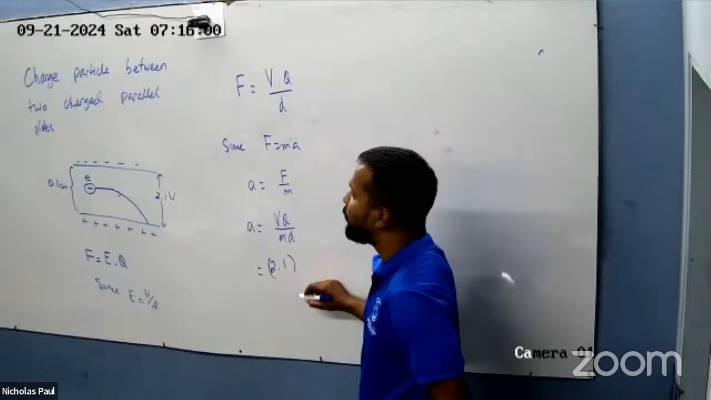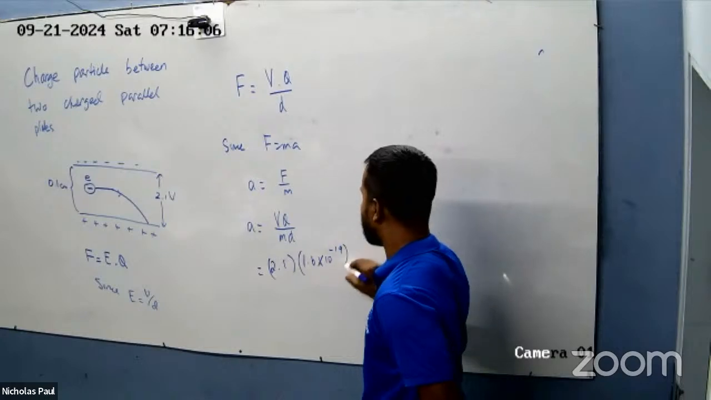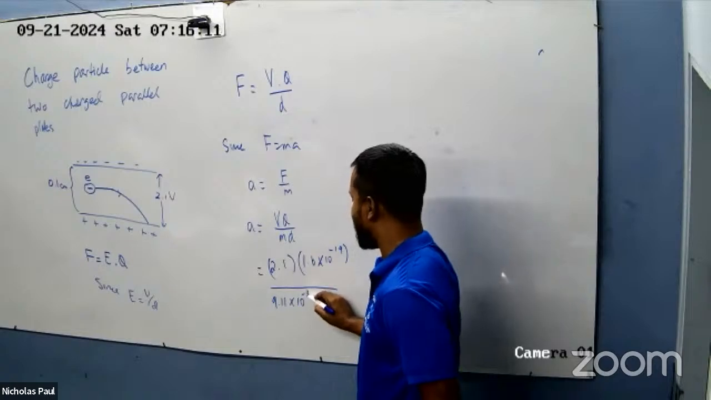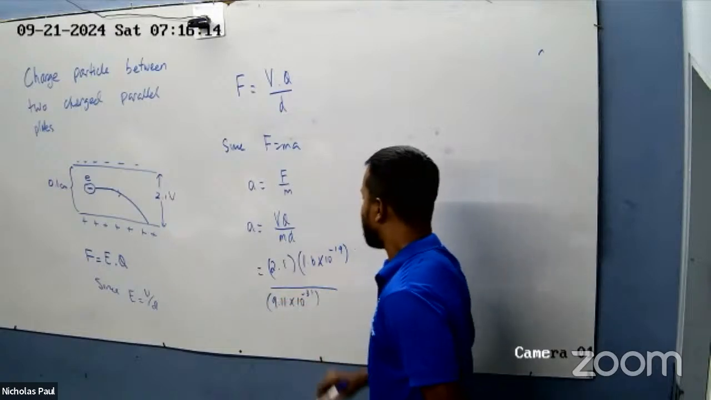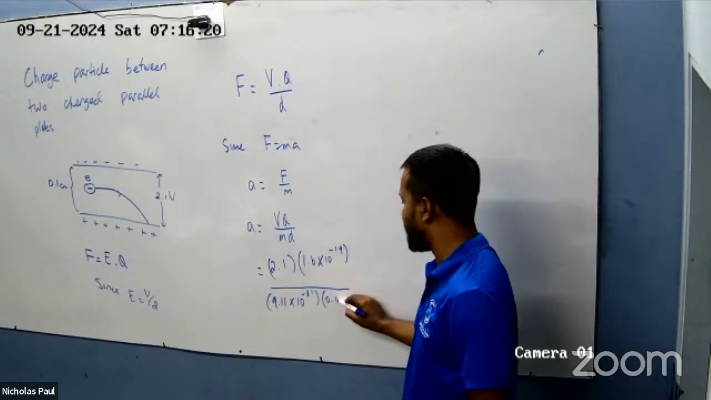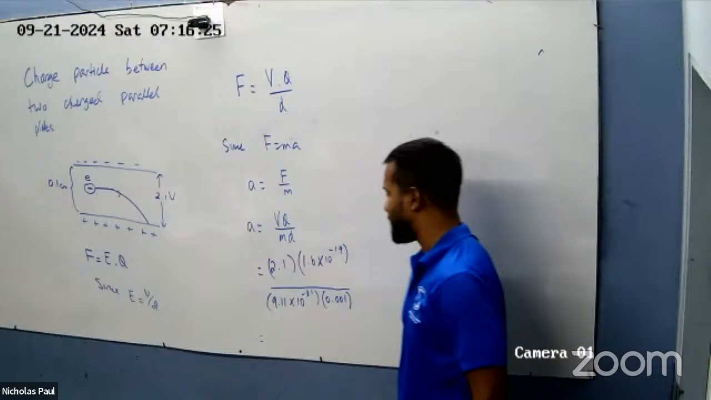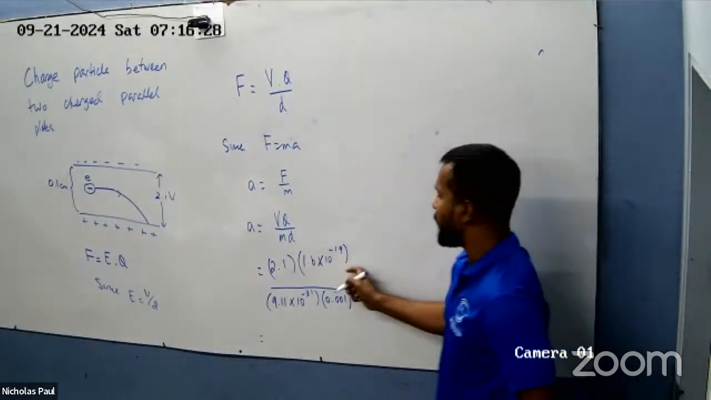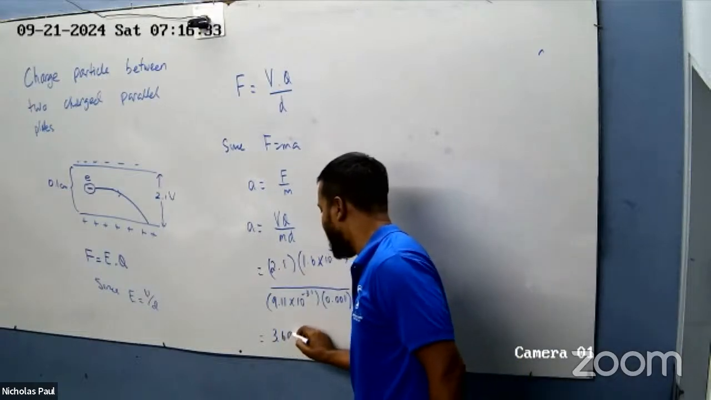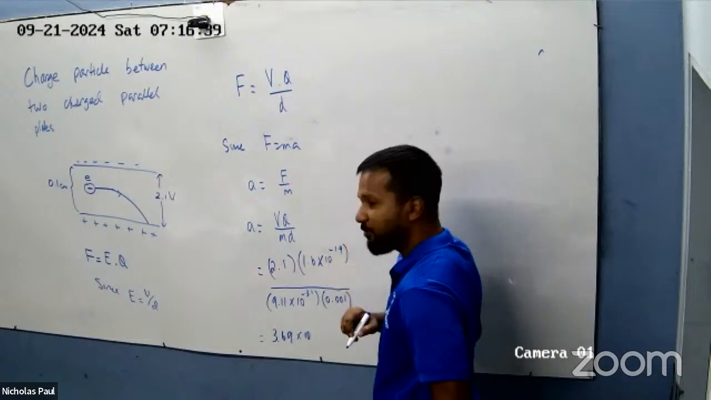Right, so that's 2.1. Q is 1.6 by 10 to the minus 19. Mass is 9.11 by 10 to the minus 31. And distance is what? 0.001. And what did you get for the acceleration? Ignore the sign for now. I'll leave it out. Ignore the sign. 3.69 by 10 to the minus 14? No?